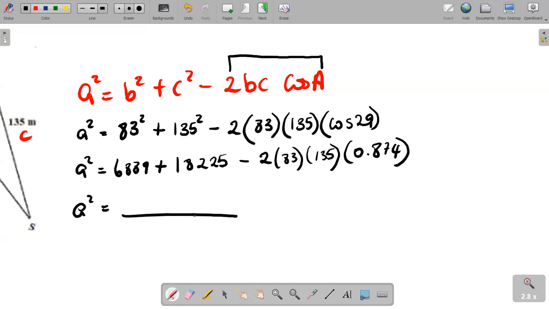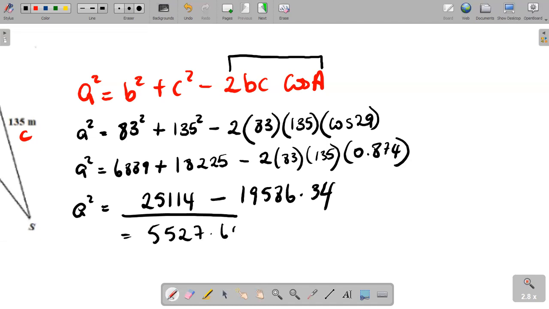So 6889 plus 18225 should give you 25114. Minus, and then when you multiply 2 times 83 times 135 times 0.874, you get 19586.34. And then you subtract them. You're supposed to get 5527.66. Excellent. No, if your calculator gives you 7.5, did you round up?